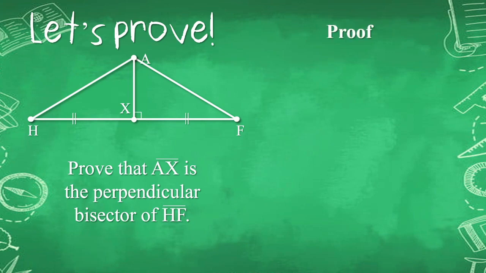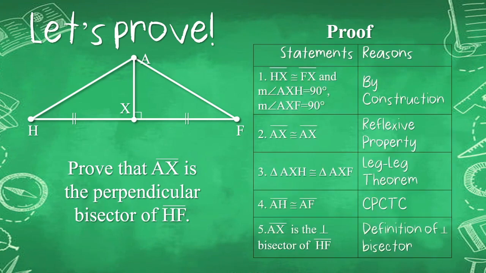First, segment HF is congruent to segment FX, and the measure of angle AXH and angle AXF are both 90 degrees as shown in our construction using ruler and compass.